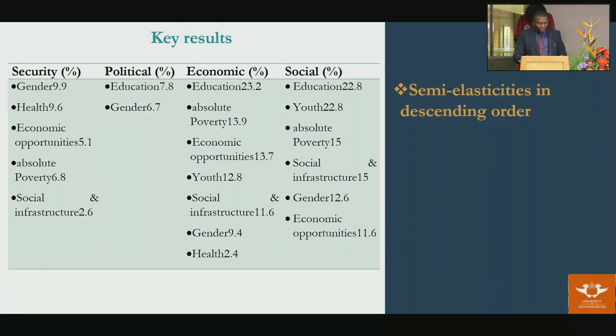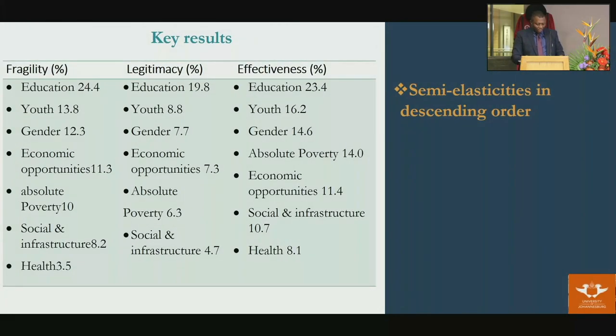So these are the key results. What you see there shows that education is at the top. So educational exclusion, in most cases, will have effects ranging from 19% to 24% in terms of facilitating state fragility, which will lead to state failure. This means that if citizens are excluded on educational grounds, there is a higher likelihood that the state will ultimately fail. The second is youth.